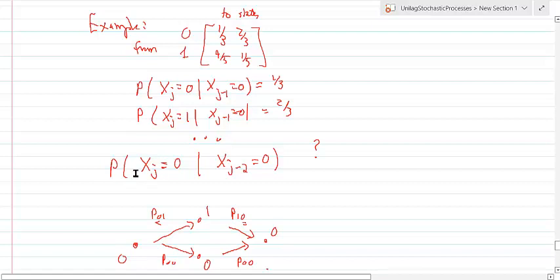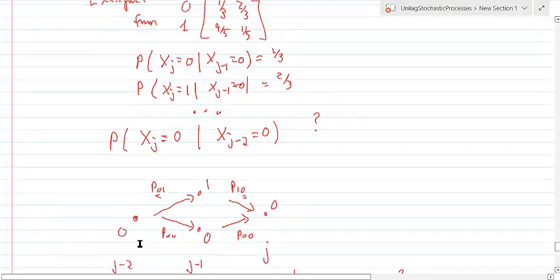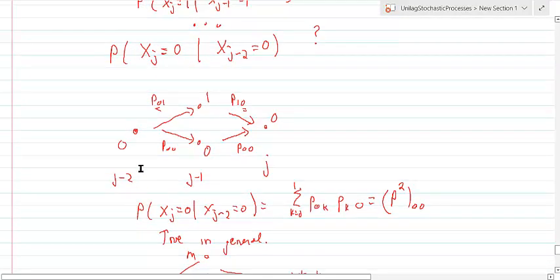So in this case, what's the probability that xj equals 0 given xj minus 2 equals 0? Well, what can happen? If I start from 0 at time j minus 2, then I can move to either 0 or 1. And these probabilities are given by P00 and P01. Now if I end up in state 0 at step j, I would have to move from 1 back to 0, or I'd have to move from 0 and stay at 0. So in fact, the probability of moving from 0 back to 0 is a sum. These are two disjoint ways of reaching 0 from 0.